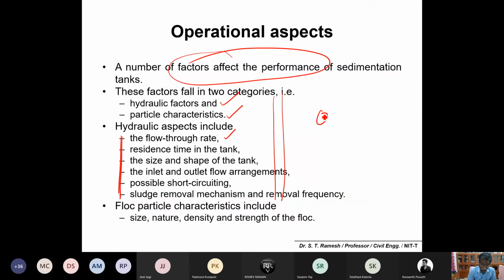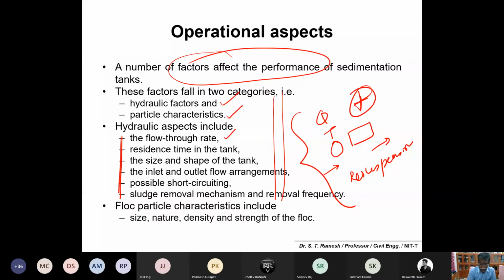Number 1, flow. Number 2, residence time. Number 3, size and shape, whether it is circular or rectangular, and inlet and outlet arrangements, and short circuiting or resuspension. These are the factors which will affect your treatment system. If Q is varying, whether increasing or decreasing, it will affect the detention time. It's very simple because detention time T is equal to V by Q.